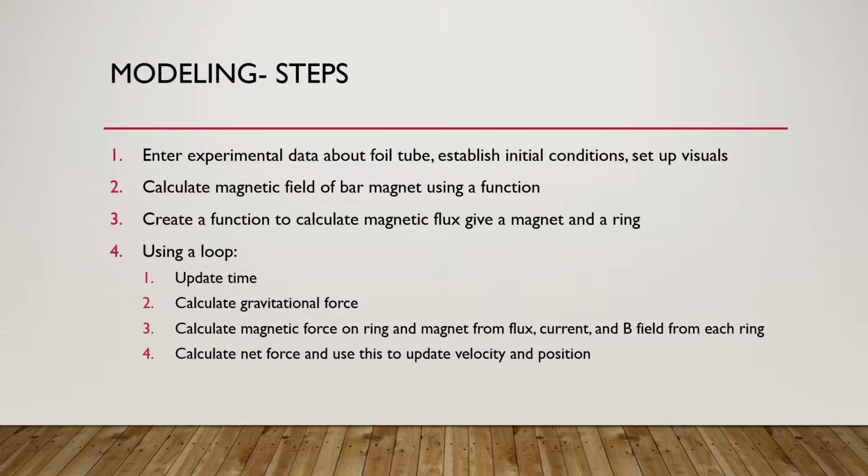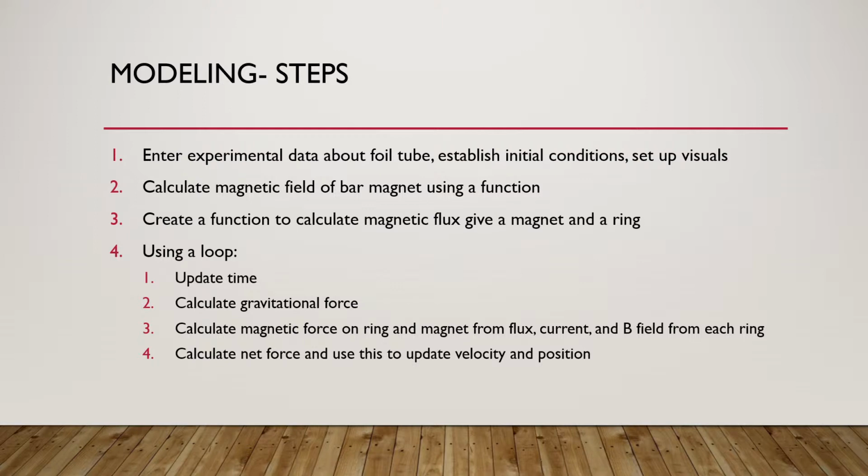First, the code establishes constants and known values, and then it builds visual representations of the magnet and the tube. It then uses a function from Lab 3 to calculate the magnetic field of the bar magnet. The next function used calculates magnetic flux from a specified magnet moving in relation to a segment of the tube, modeled as a ring. The tube overall was modeled as lots of consecutive rings, with more rings increasing accuracy.